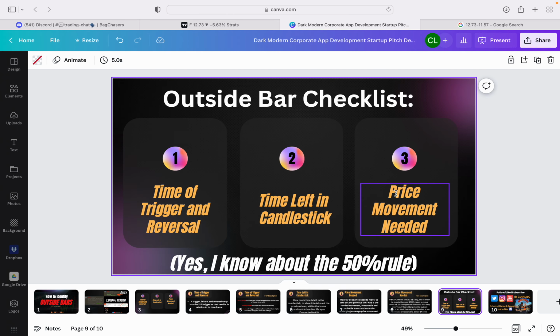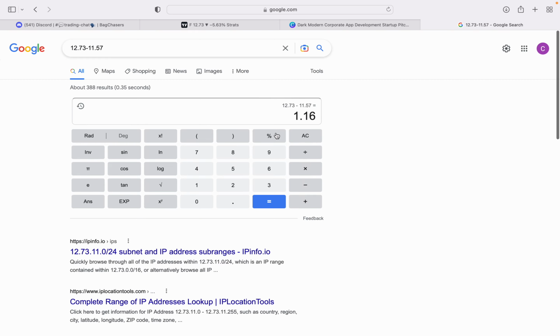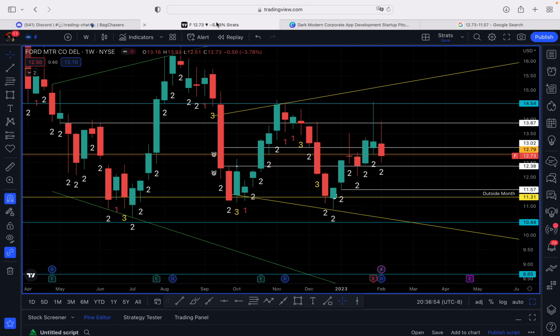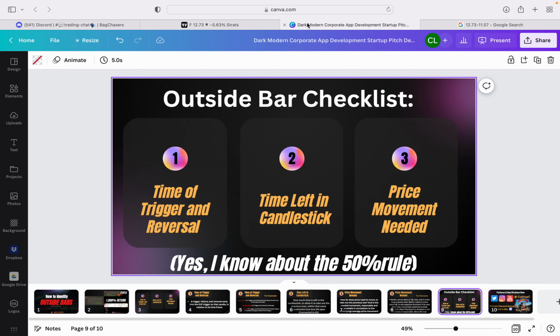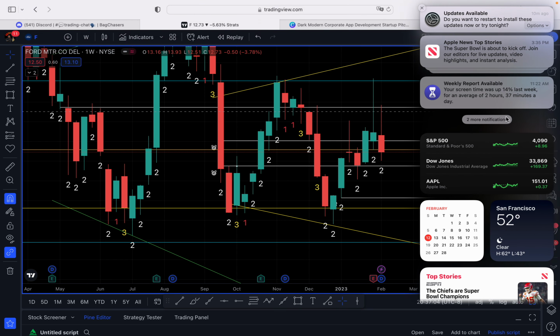Outside bar checklist. Price movement needed. So we need $1.16 movement out of Ford to go outside month and take us below 1157 right here. All right. How much time is left in the candlestick? Well, let's see.